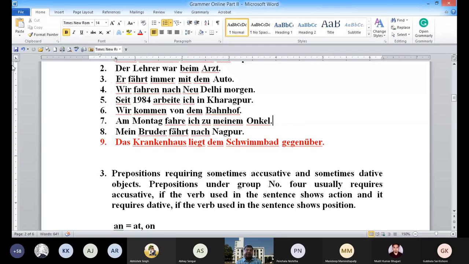And another example is Mein Bruder fährt nach Nagpur. My brother is going to Nagpur. Again, this is an example of nach.